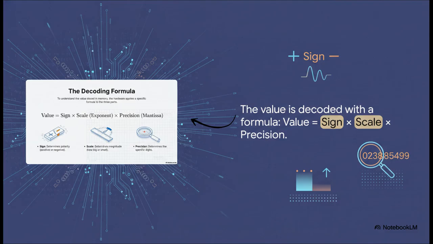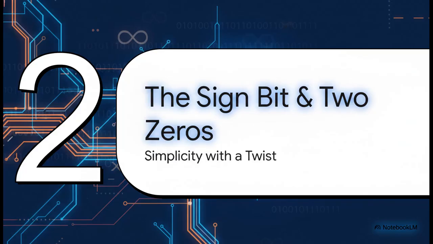The sign bit is like a switch that flips the number between positive and negative. The exponent sets the magnitude. Is this thing huge or is it tiny? And then the mantissa provides all the specific digits that give us the precision we need. Okay, let's start with the simplest part of the sandwich, that little sign bit. It seems totally straightforward, but this one tiny bit is hiding a very, very strange quirk in the system.